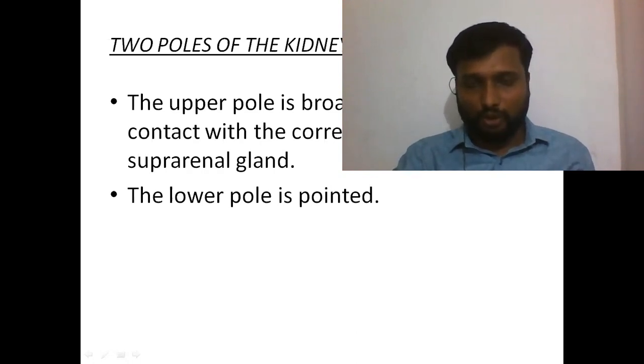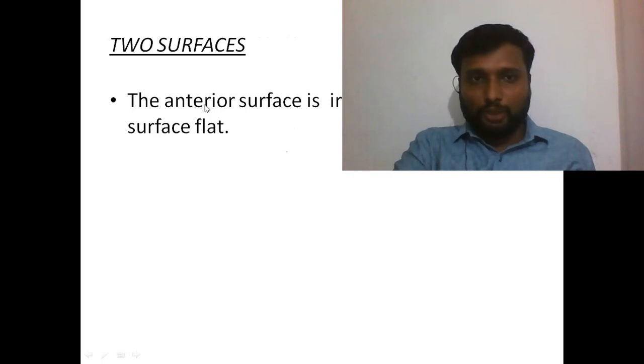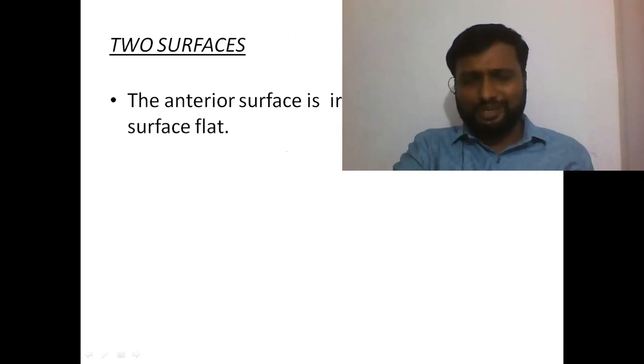The upper pole is broad and is in close contact with the corresponding suprarenal gland, and the lower pole is pointed. So those two points are clear now, upper pole and lower pole. Upper pole is broad and in relation with the suprarenal gland, and lower pole is pointed. Now two surfaces, anterior surface and posterior surface. The anterior surface is a little bit lobulated or irregular, and the posterior surface is flat.